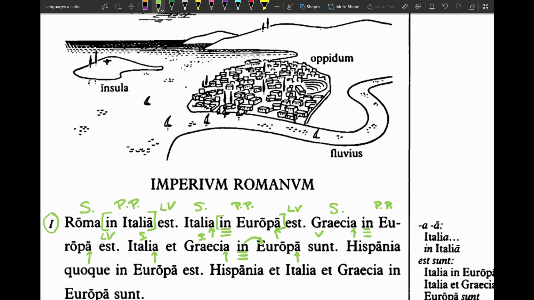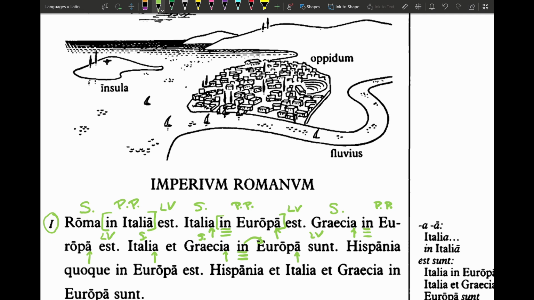But look now at this one. There's two subjects and the verb has shifted to sunt, meaning the verb is plural because it's agreeing with the number of subjects in the sentence. Okay? So it says Italy and Greece are in Europe.